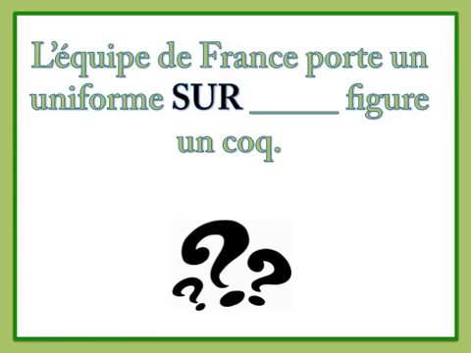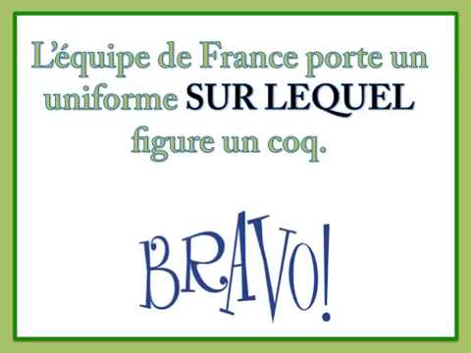L'équipe de France porte un uniforme sur blank, figure un coq. Alors, we've got our preposition sur there, so we just have to say sur lequel. Un uniforme, masculine, singular, so it gets spelled LEQUEL. The French team wears a uniform on which there is a rooster, right? Sur lequel figure un coq.